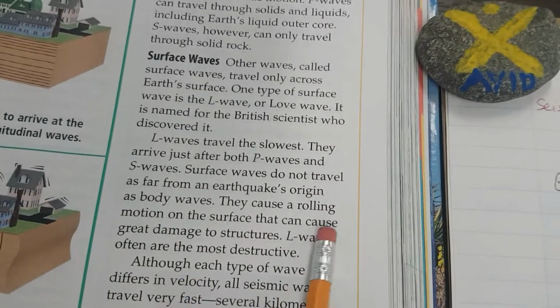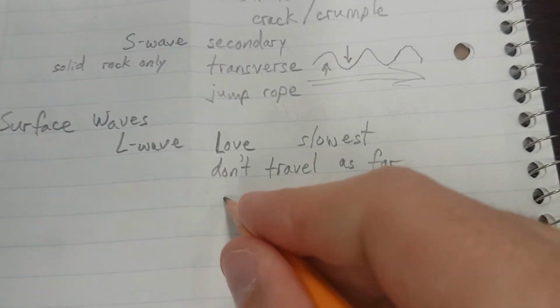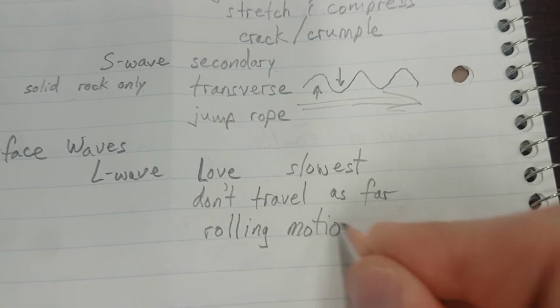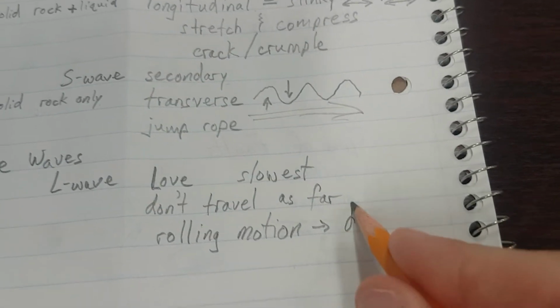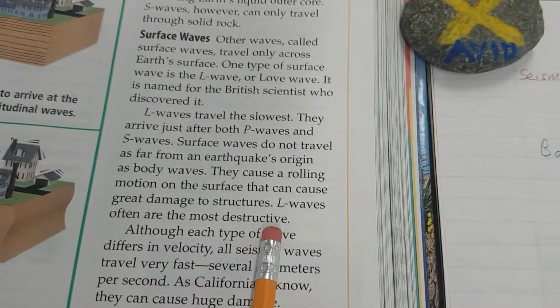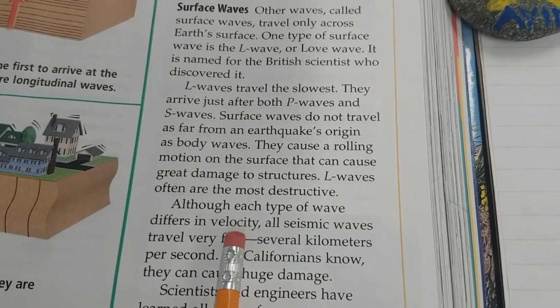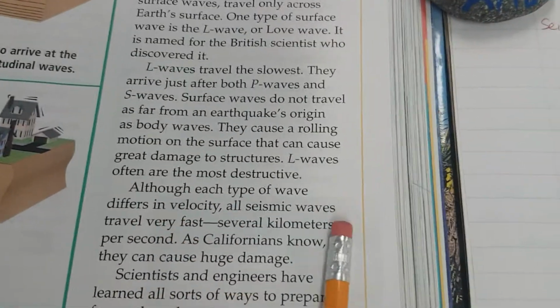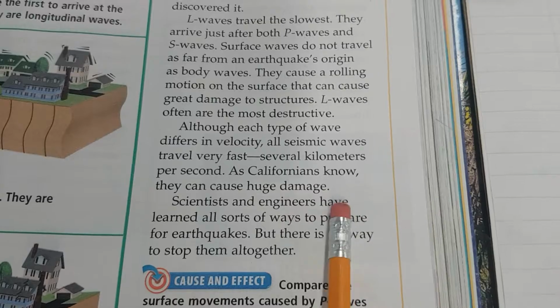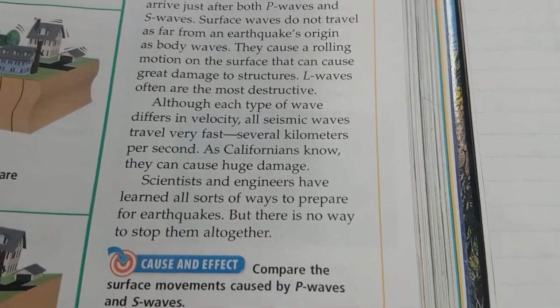They cause a rolling motion on the surface that can cause great damage to structures. Okay, rolling, R-O-L-L-I-N-G, motion, M-O-T-I-O-N, arrow, damage, D-A-M-A-G-E, exclamation point, so that we know it's a lot of damage. L waves often are the most destructive because they cause a lot of damage. Although each type of wave differs in velocity, all seismic waves travel very fast, several kilometers per second. As Californians know, they can cause huge damage. Scientists and engineers have learned all sorts of ways to prepare for earthquakes, but there is no way to stop them altogether.